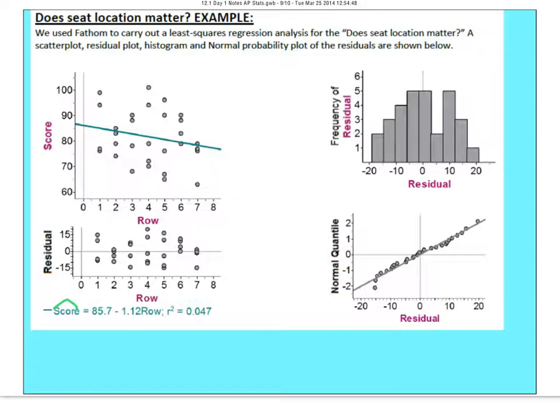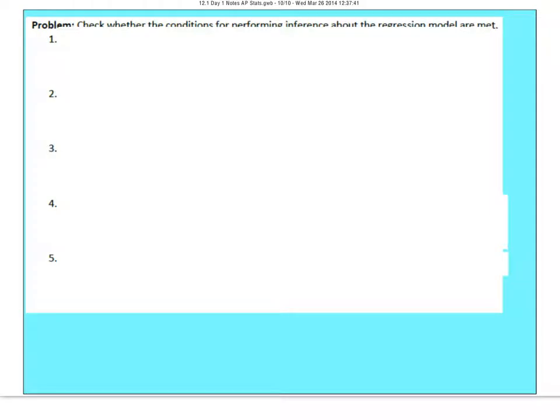Now I will tell you, I have yet to see on an actual free response question where they require you to come up with all of this data for a Chapter 12 type of problem. Most times what I've seen is they have given you all of this information and they ask you to either check the conditions or whether it's an appropriate model. So don't worry about having to come up with all of this information, but know how to analyze it. So let's check the conditions.